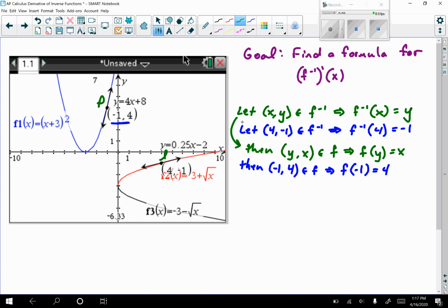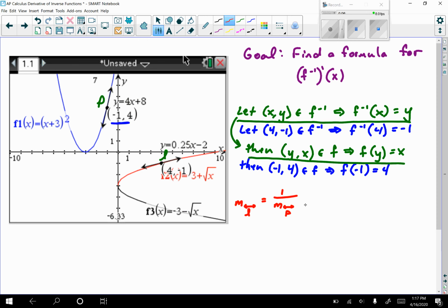So what I'm looking at here is, let (x, y) be a point on the inverse, then we can write it in function notation this way, then the ordered pair (y, x) is going to be a point on the original function, and we can write it as f of y equals x. So next I'm going to talk about the slopes. The slope of line L, this tangent line down here, is 0.25 or 1/4. The slope of the tangent line P is 4. So I have a 1/4 and a 4, which are reciprocals. So the slope of line L is equal to the reciprocal of the slope of line P.